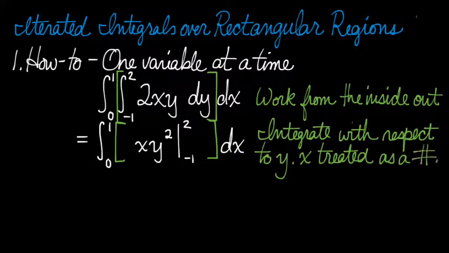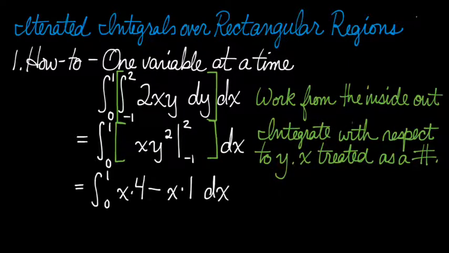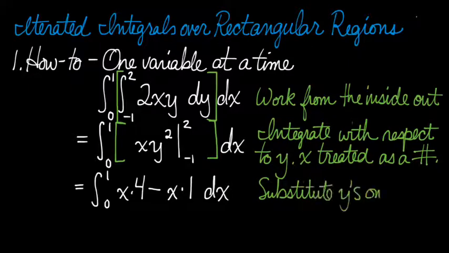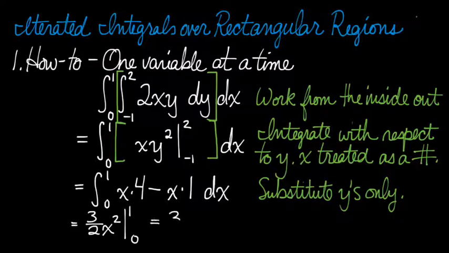So next, what I'm going to do is the substitution. I'm substituting the 2 and the -1 for y, not x, and I'm going to subtract. I get x times 4 minus x times 1. That simplifies, and you can see that the integral is now going to be of 3x dx, and that is very easy to do. I get 3 over 2 x squared, and I substitute. The integral is equal to 3/2.